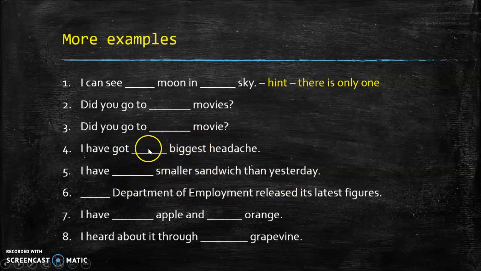Only one? Here we have Department of Employment. The capitals give us a hint. It's probably the only Department of Employment. There's only one, so "the". I have an apple and an orange. And then, I've heard it through the grapevine. It's a common idiom.